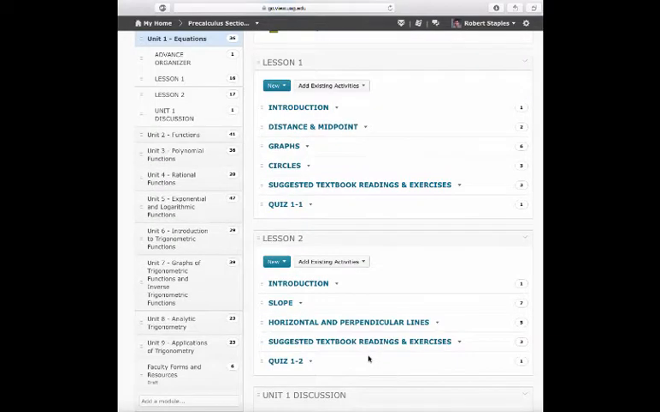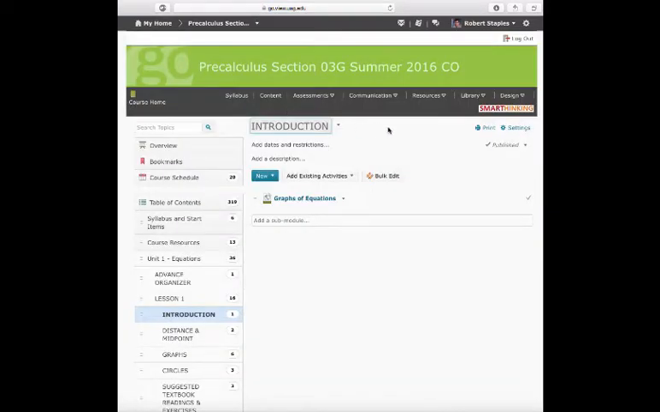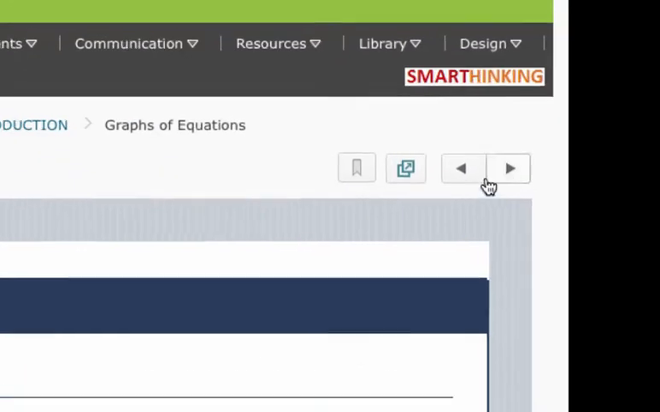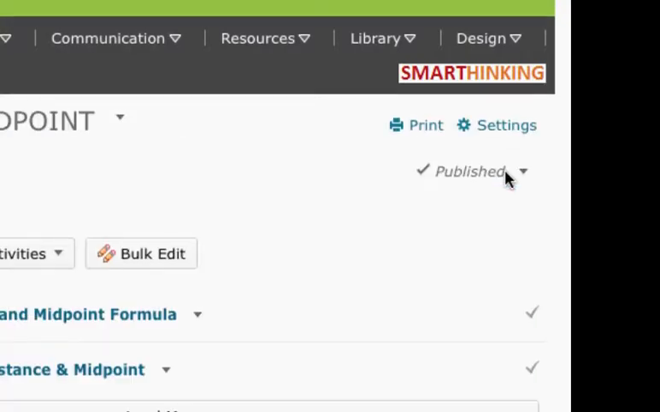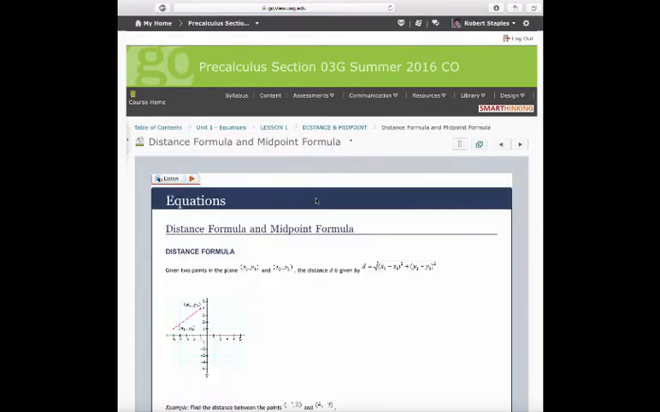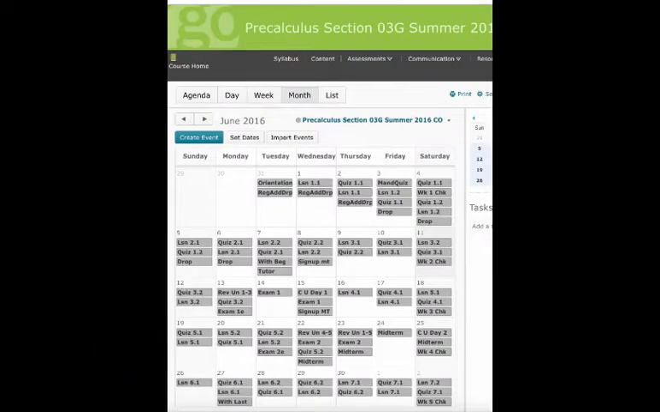Okay, I want to point something out to you. Let's just say you're over here on the introduction and you want to go to the next, graphs of equations. You could click on this right arrow and it will bring that next group of task items. You could click on that first task item and then click here to get to the next task item. That is a quick way to navigate if you want to use it. I hope that helps.